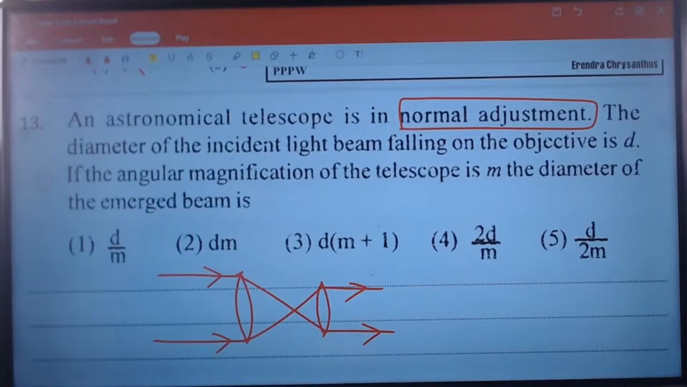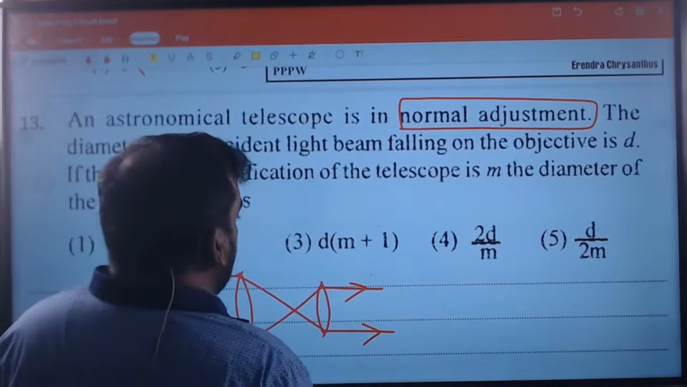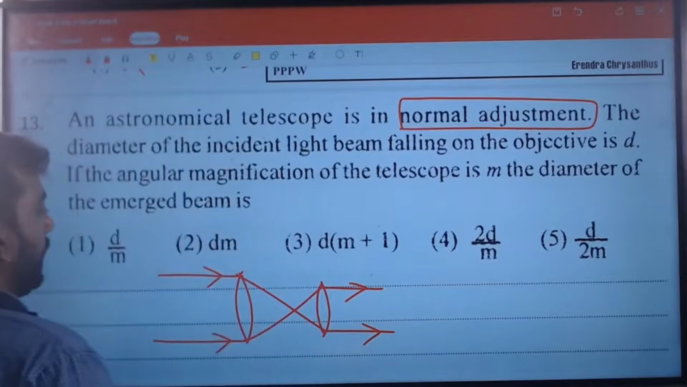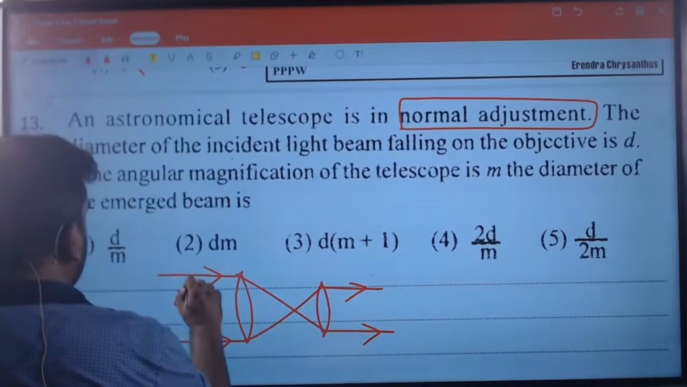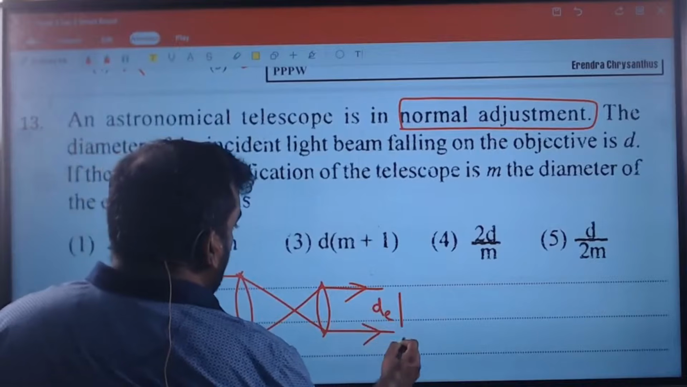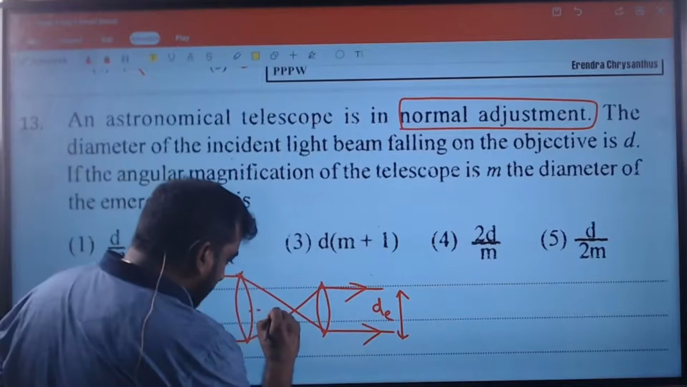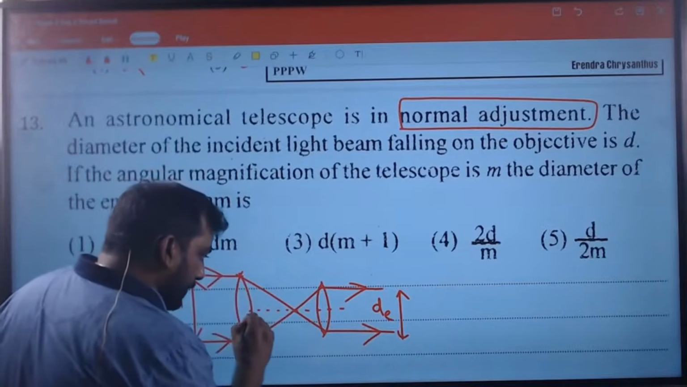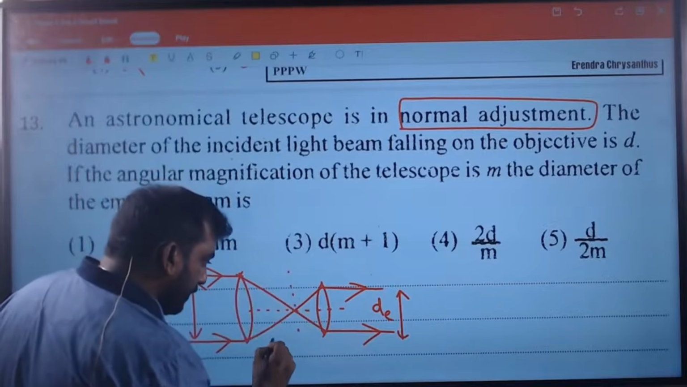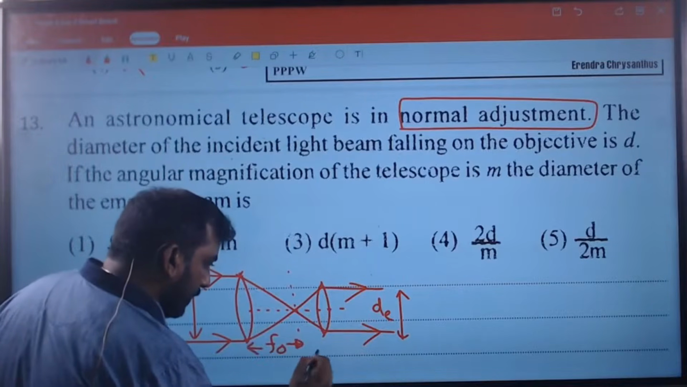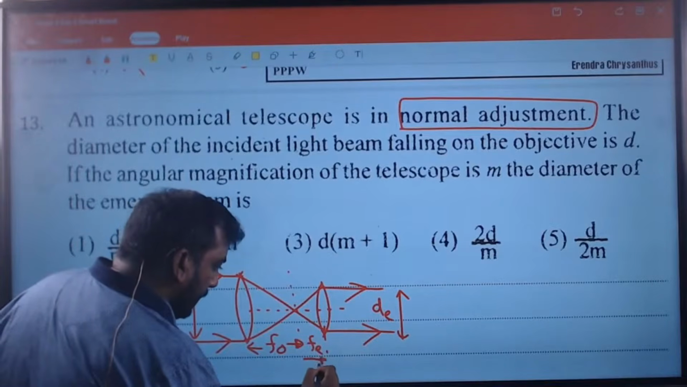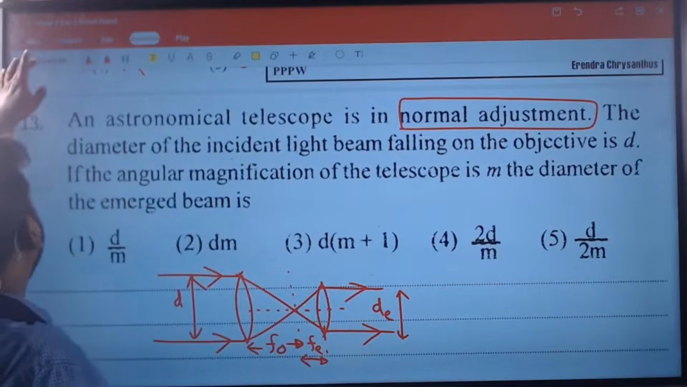Now what? Telescope magnification is simple. What's the diameter of the emerging beam? That means diameter of the eyepiece. Diameter of the eyepiece. Right. Have a look. So here you can say this is the focal length of the objective. This is the focal length of the eyepiece.